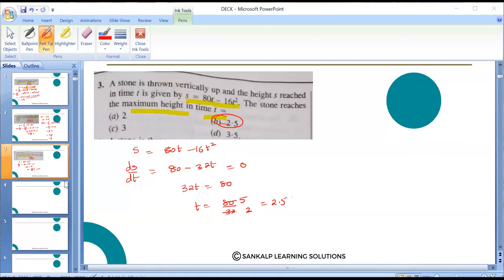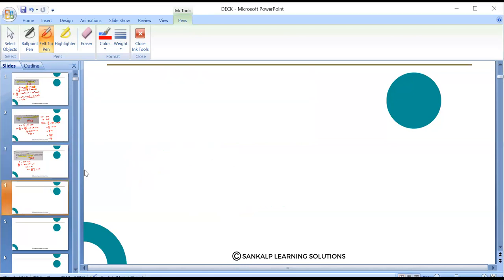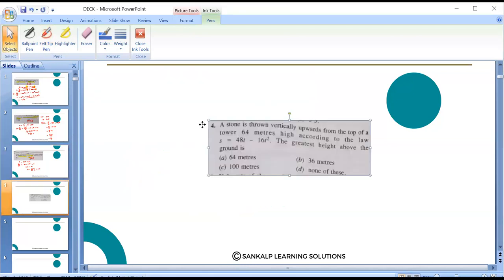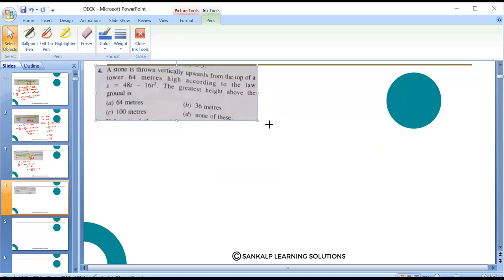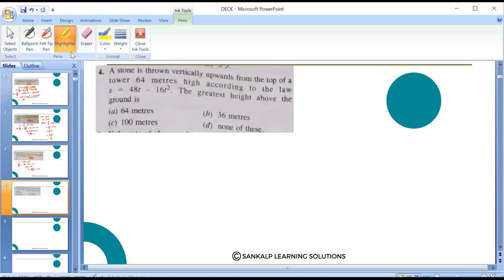Okay, I'll put the next question. That is question number 4. A stone is thrown vertically up from the top of a tower 64 meters high according to the law S equal to 48t minus 16t square. The greatest height above the ground.